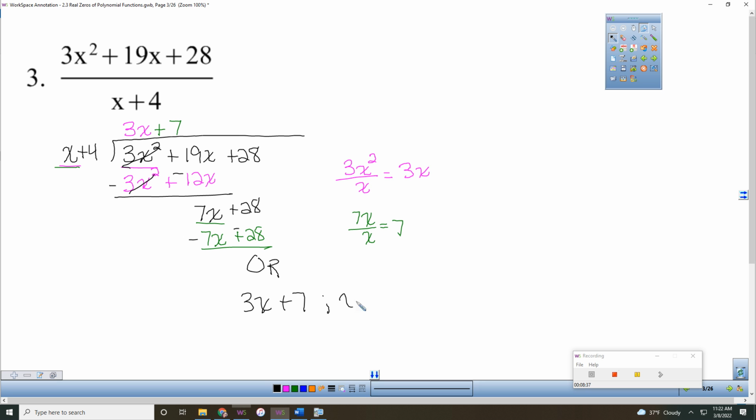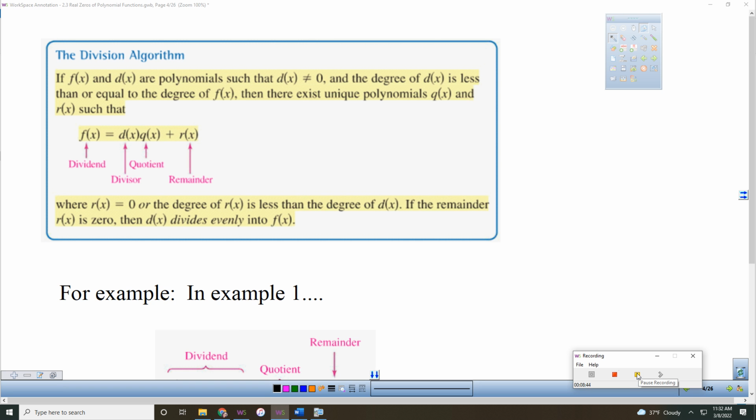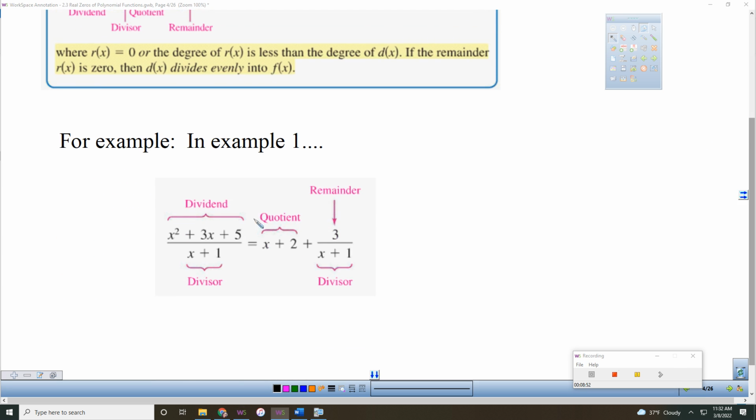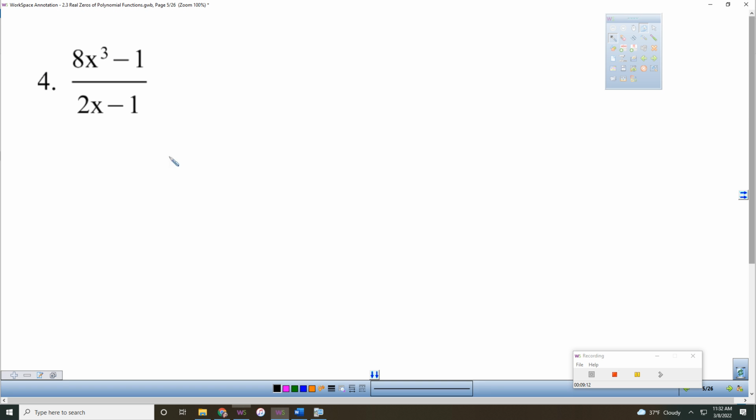And then I'm going to look at this, and I realize x cannot be negative 4 because negative 4 plus 4 would give me a 0 in the denominator. So we've already talked about this, all right? The dividend is what you're going to divide, and the divisor is what you're dividing by. And what you get out in the end is your quotient, all right, with your remainder, okay, which we just talked about.